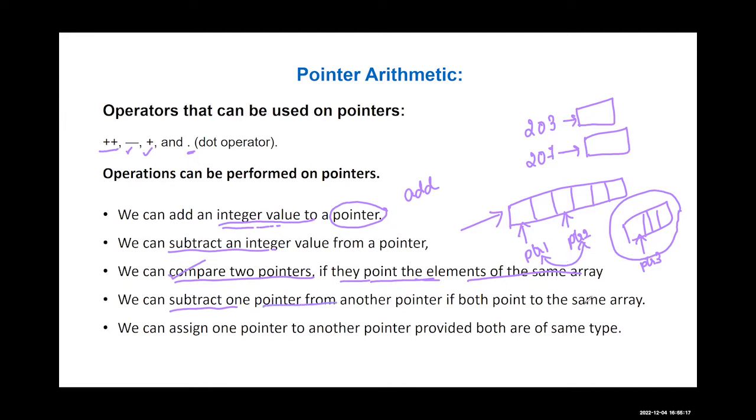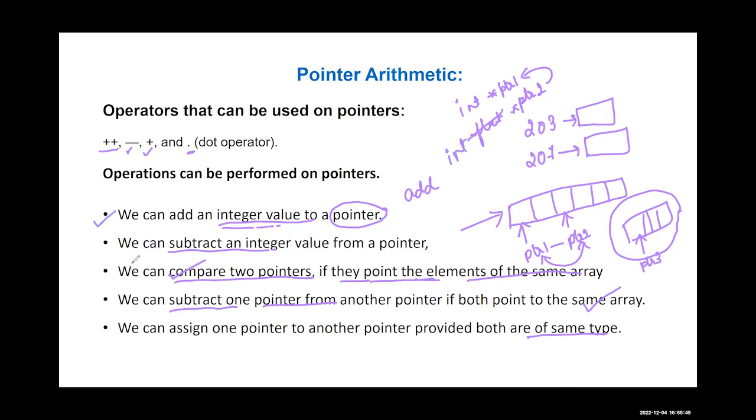Again, they should be pointing at the same array. Only then can we subtract one from the other. And we can assign one pointer to another pointer provided they both are of the same type. If there is an int pointer and a float pointer, then in that case I cannot assign one to the other. If they are both of the same type, then the assignment is possible.